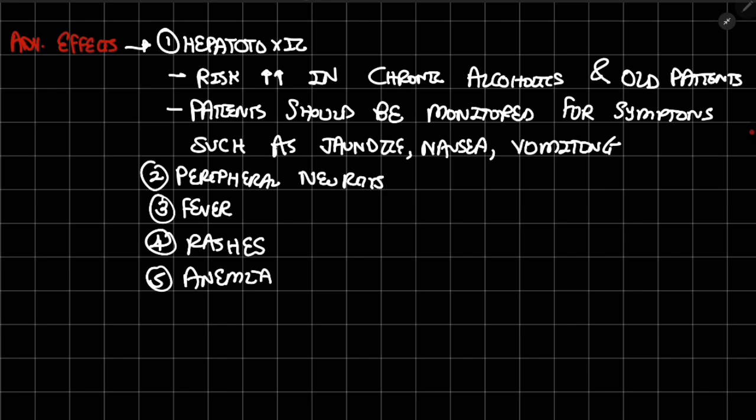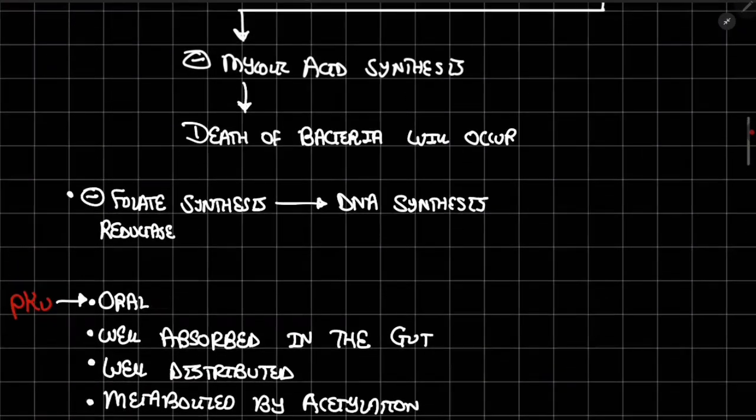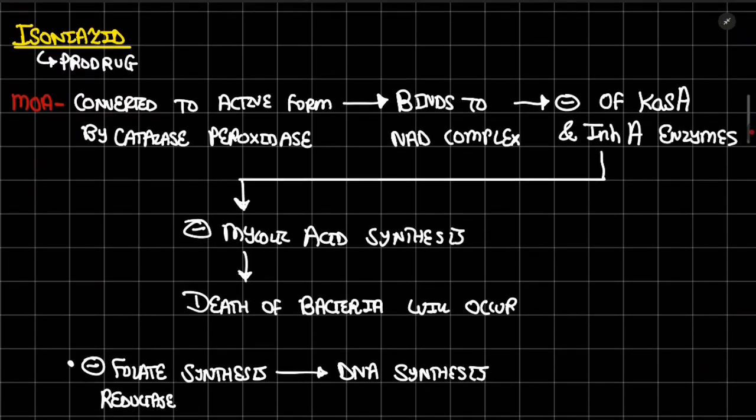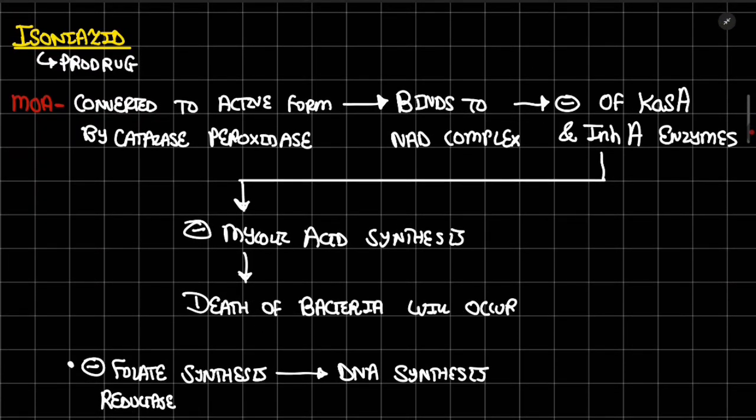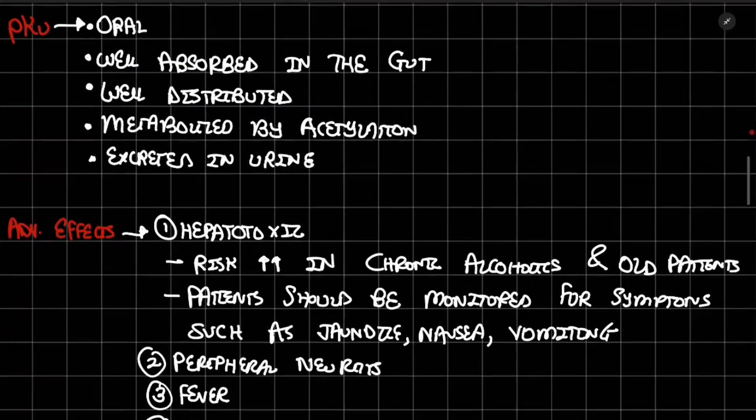So this was all about isoniazid. We started with the mechanism of action, acting on the DNA and the cell wall. Then we talked about pharmacokinetics, then adverse effects.